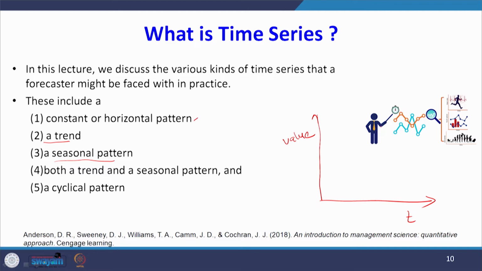If you plot the time series data, there are 5 possibilities. Sometimes the data may follow a horizontal pattern, it may be like this, or there may be a trend, it may be like this, or there may be a seasonal pattern, or sometimes there may be a trend also. See that there is a trend and the seasonality also will be there, or there may be a cyclic pattern also. So, we are going to discuss the 5 patterns.